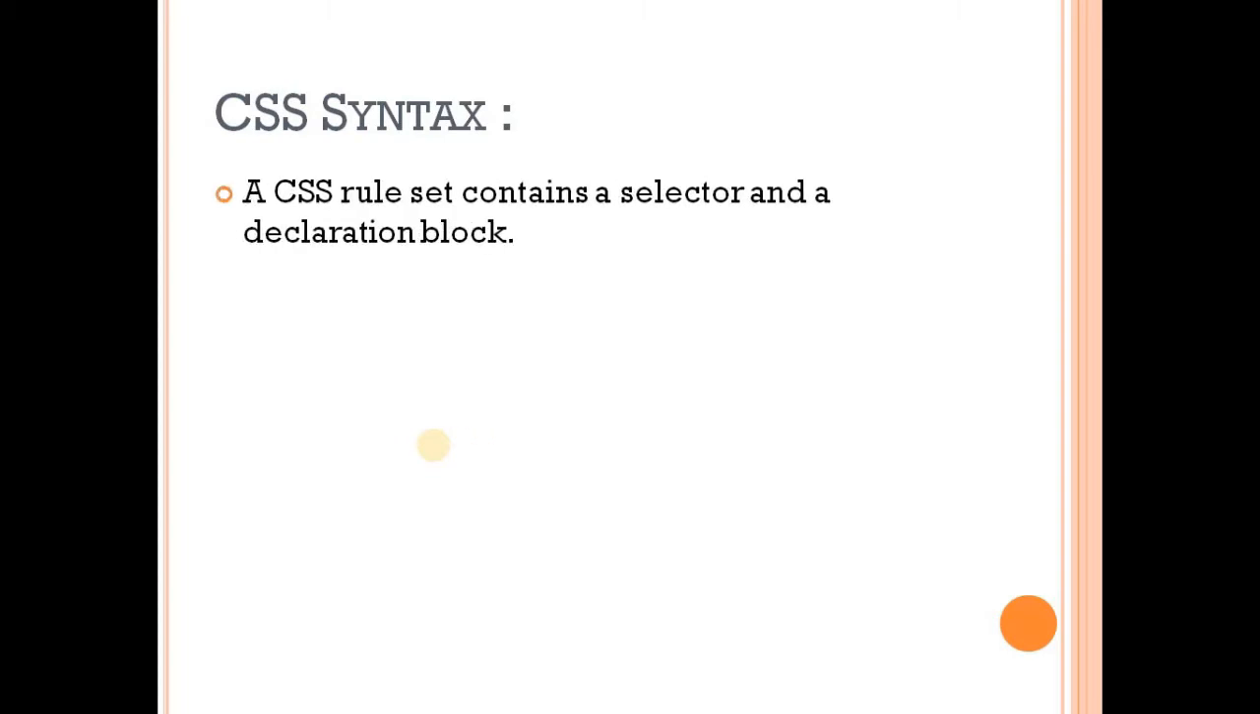In the CSS syntax, there is a set of rules containing a declaration block and a selector. In HTML5 we have tags, like the h1 tag, h2 tag, p tag, video tag. For a tag we have some rules: first we put the less than symbol, then type the tag name, then the greater than symbol. In the same way, CSS has a set of rules containing a selector and a declaration block.